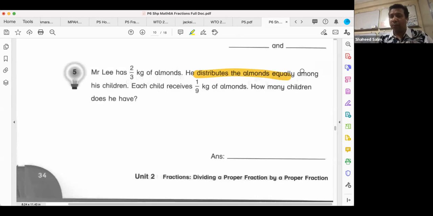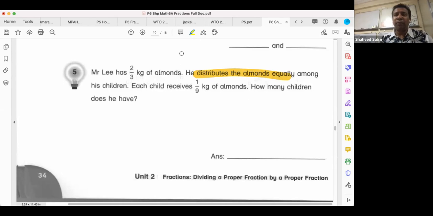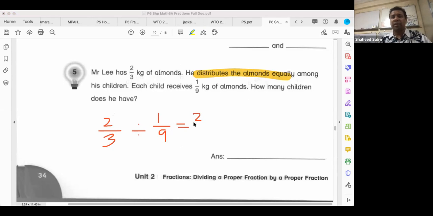Okay, I have not thought through the answer, but I think your answers are correct. Kashril and all, everyone is giving me the same answer. Most probably correct. So what are you going to divide? You are going to divide the almond. And how much is the almond? 2/3 kg. And you're going to divide among how many children? We do not know. But we know each one gets 1/9. So you take the total amount of almond, divide by the amount each child receives, and you will get the number of children. So let us see. And I think you all got it correct. Congratulations to all of you.